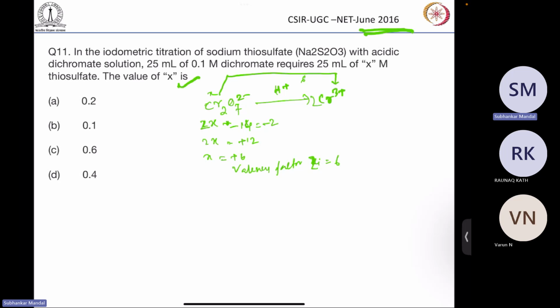And the other is thiosulfate. So what is going to happen? Thiosulfate will be oxidized. S2O3 2- is oxidized to S4O6 2-. So here, what is the oxidation state of sulfur? 2x minus 6 is equal to minus 2, so 2x is equal to plus 4, so x is equal to plus 2. Right?